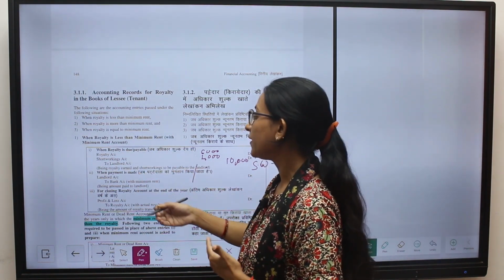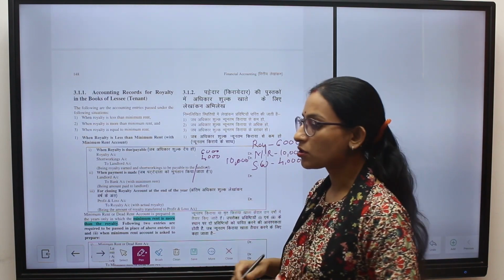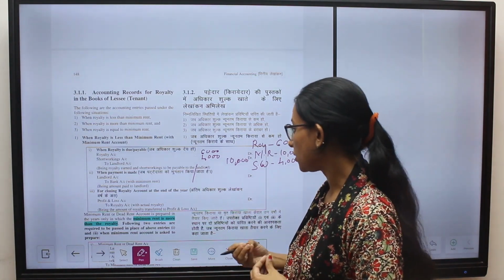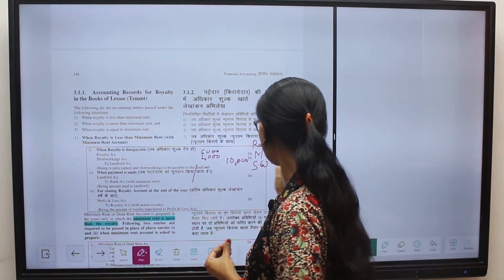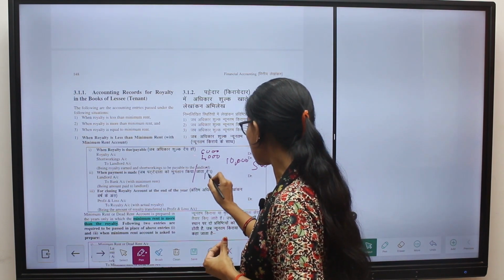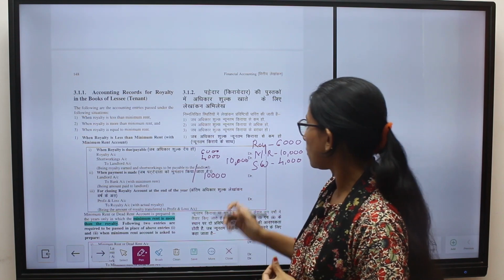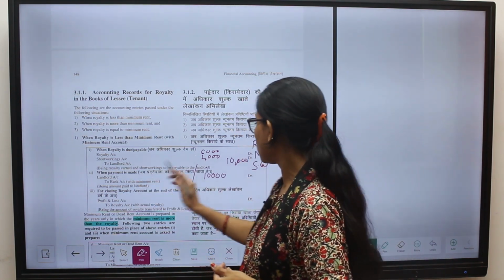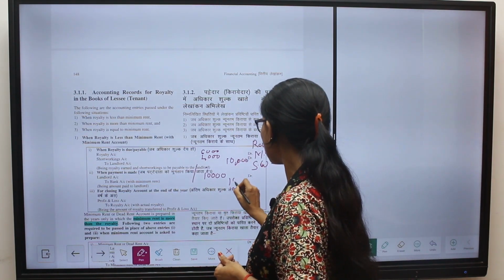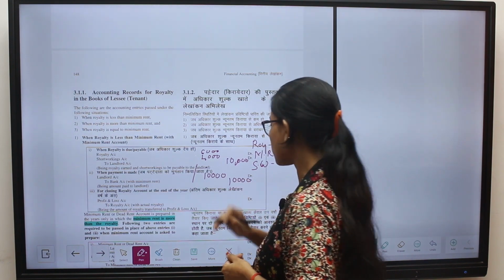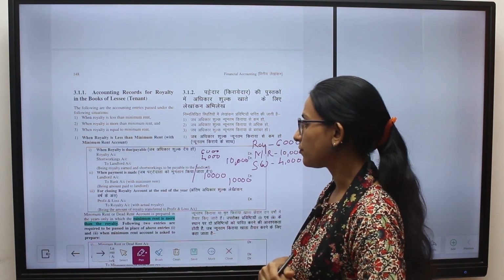For payment, we will debit the landlord because we are paying him the money. How much money will we pay him? The 10,000 rupees minimum rent. To bank account, how much? To bank account with 10,000 rupees. This is the payment entry.